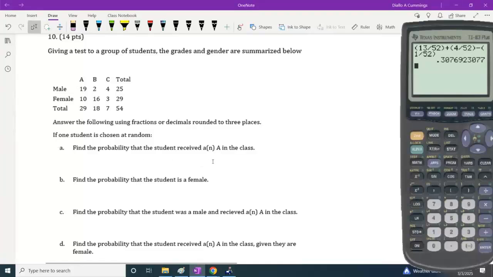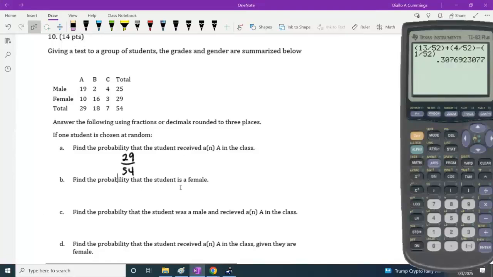So let's look at A. It says, find the probability that a student received an A in the class. Since we don't have the word given, we're going to select from all 54 students, right? Out of those 54 students, how many students received an A? So if I look at my total A count, it should be 29. So that probability is 29 out of 54. Now this question carries 14 points, so it's another heavily weighted question.